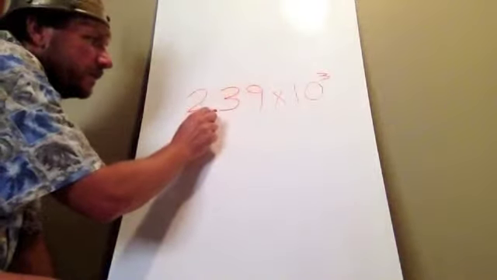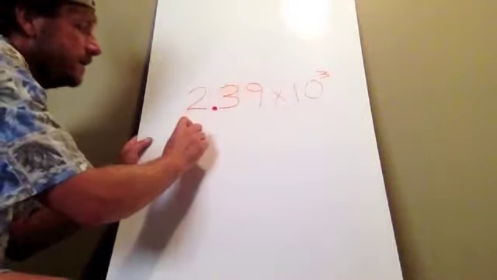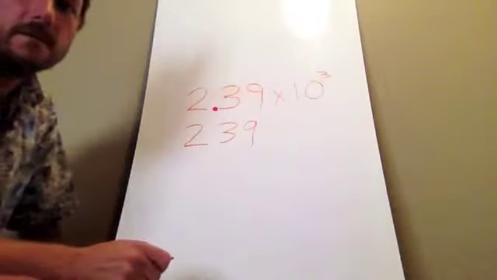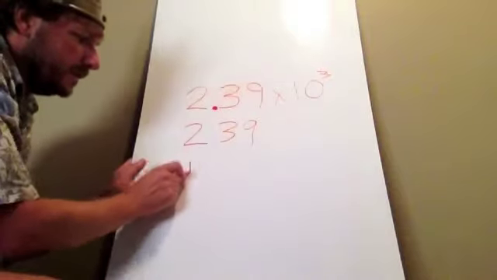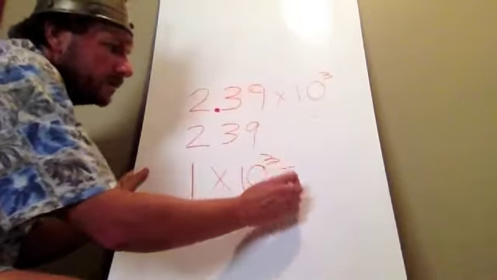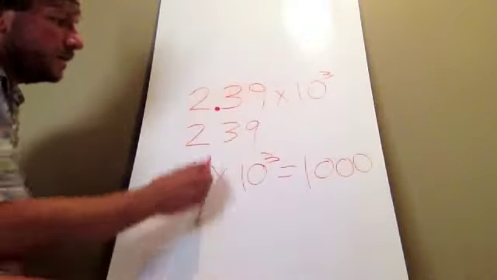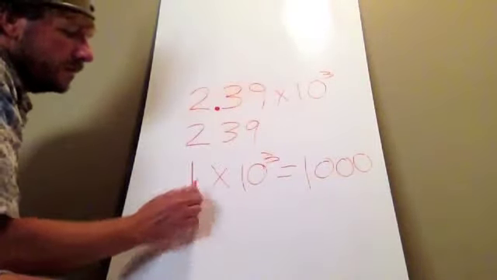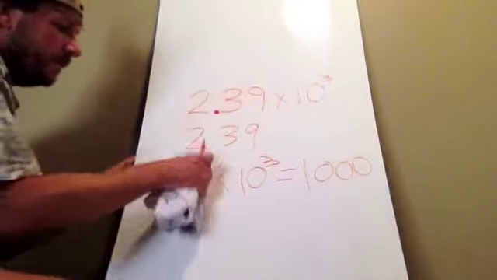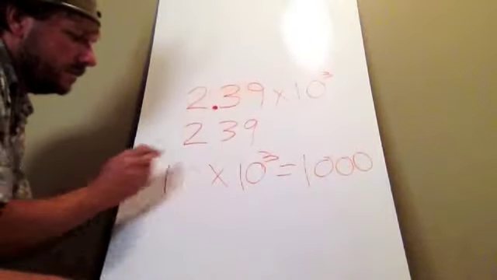But here's our decimal point. What are we going to do? Let's write the number down. 2, 3, 9. And remember, when we're doing something like this, 1 times 10 to the third equals 1,000, right? 3 zeros. So now we have this decimal point. We notice, remember, another way to write that number 1 is 1.0, right?